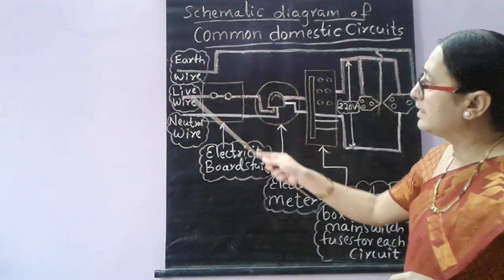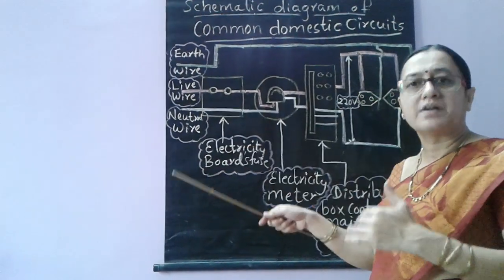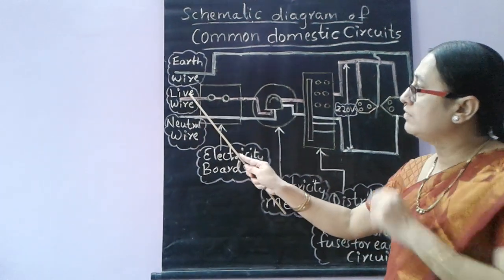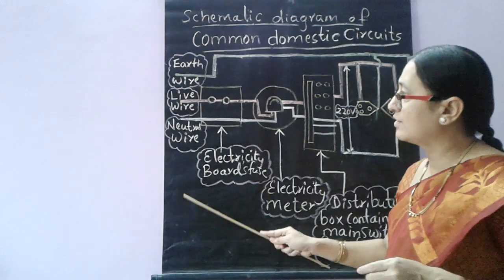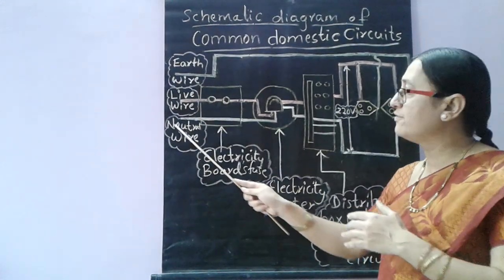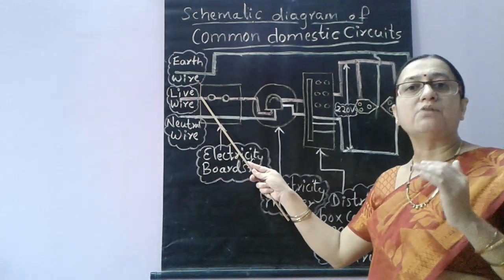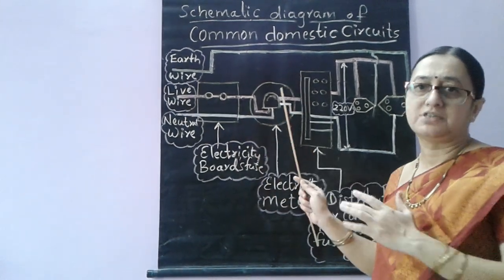The meter board mainly consists of two wires which run from the power station to our house. They are the live wire and the neutral wire. Live wire is always red in color and neutral is black in color. I cannot show black color on this blackboard, so I have used white color here. The live wire carries up to 220 volts. That is the main wire which is carrying the current to your houses.